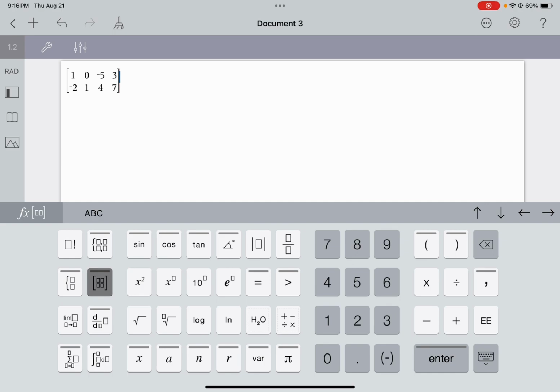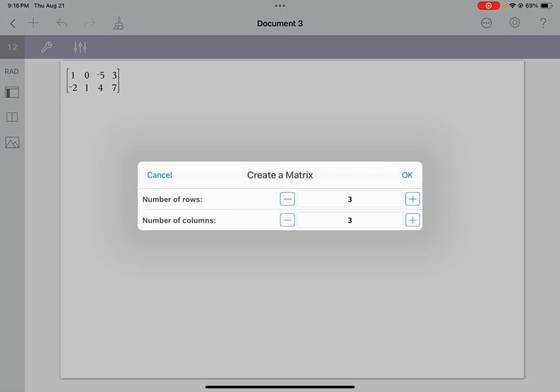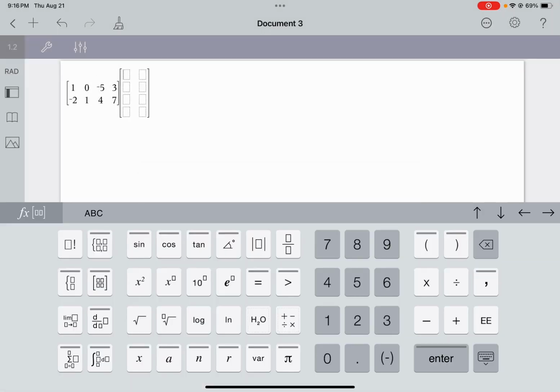Then I'm going to type in matrix B. That was a 4 by 2. So then I'm going to type that in. -3, 0, -1, and 2.